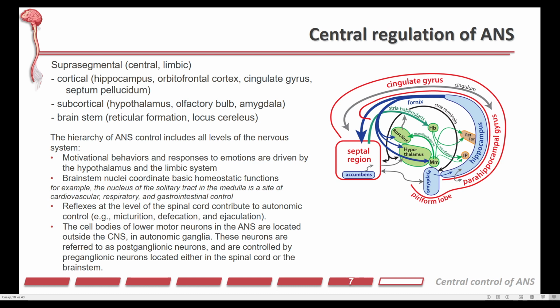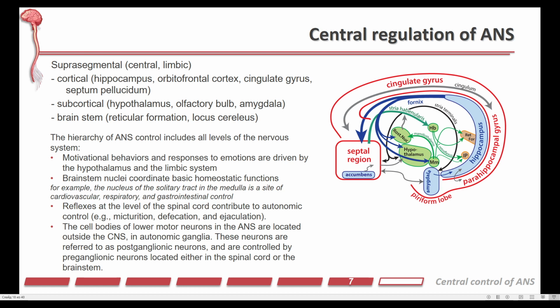Now the next question, number 7, is about central regulation of the autonomic nervous system. As you know, in the nervous system we have a hierarchy relationship. So you have the higher centers which control the lower ones. The same goes for the autonomic nervous system. Mostly it will be about the limbic system. So we have suprasegmental, which is the limbic. Also we have subcortical centers and hypothalamus. That's the most important structure for the autonomic control.